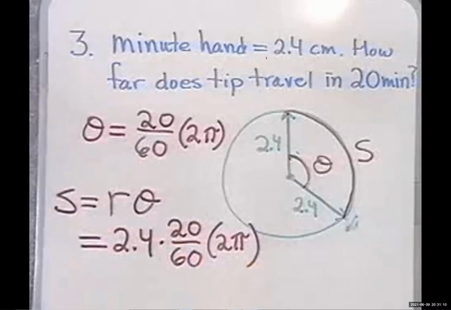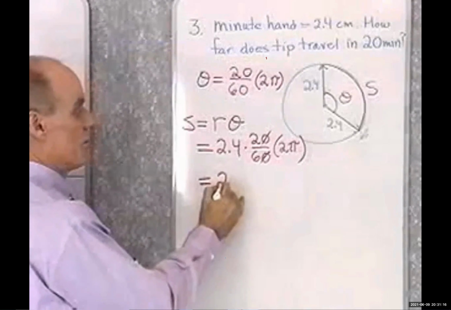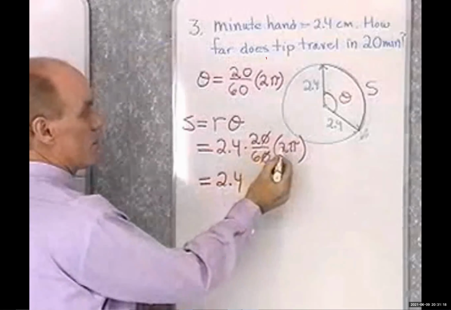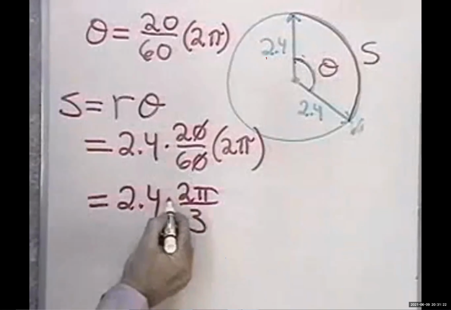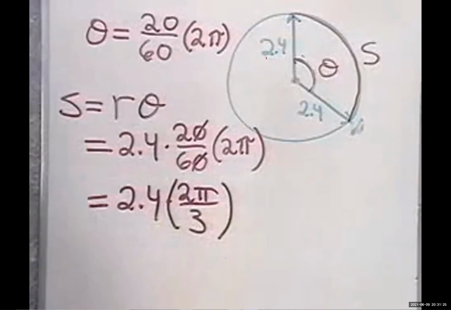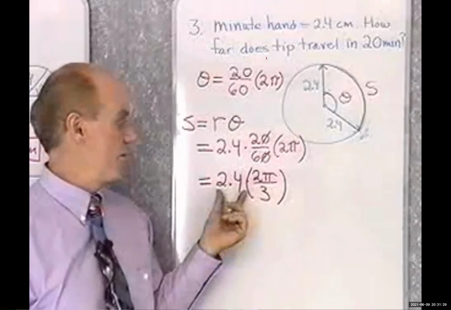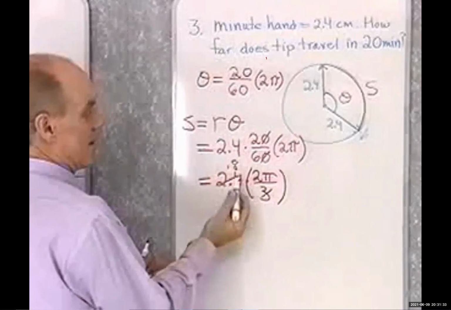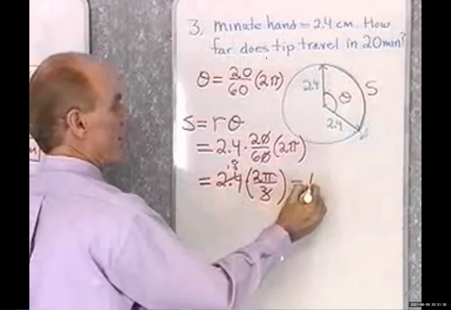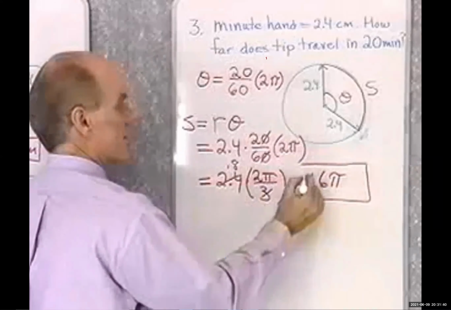And let's see, I can divide out these 10s here, so I get 2, 6 times 2 is 4. So 2.4 times 2 times 2 is 4, 6, so 2 pi over 3. This is multiplication right here. Let's see, I'm going to try to divide this 3 into 2.4. 3 into 2.4 is going to go 0.8 times. So 0.8 times 2. Okay, how about 1.6 pi as the exact value of the distance it's traveled?